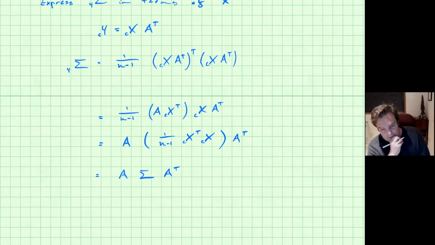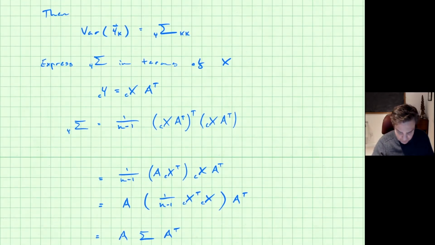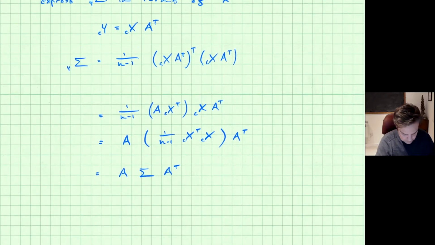Now, all we have to do to finish our proof is to understand... we've really done most of the work. This matrix here is given by that, and the variances are the diagonal elements of that. So we have to understand what those diagonal elements are. Okay, so how do we write this?